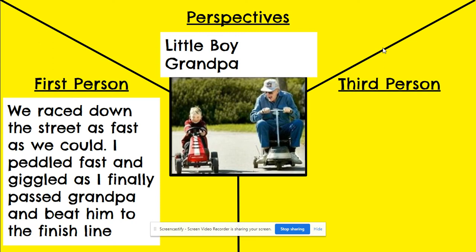We raced down the street as fast as we could. I pedaled fast and giggled as I finally passed Grandpa and beat him to the finish line. So this would be first person from the little boy's perspective. We know that because it says I and it says he passed Grandpa.